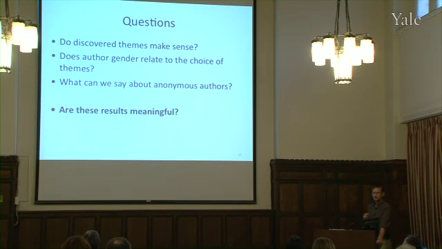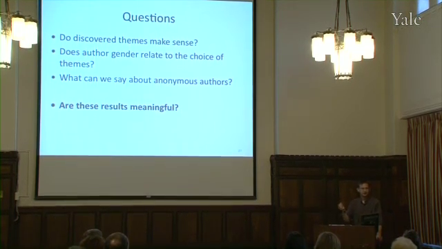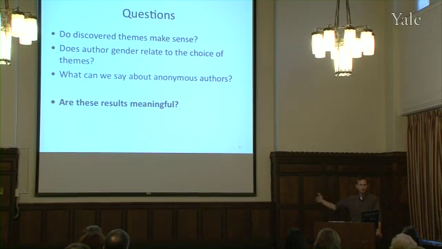So we had some questions. The first is, do the discovered themes and topics even make any sense for this collection? Previously, topic models have mostly been applied to scientific articles, news articles, that kind of thing, where they're really about something and they're specific technical vocabulary. So the question is, could we even do this on novels? Would it make sense? Second, we wanted to take an external variable, external to the text, like the author gender, and say, can we find relationships between that external variable, maybe it's gender, maybe it's nationality, maybe it's year of publication, and the choice of themes in a novel.